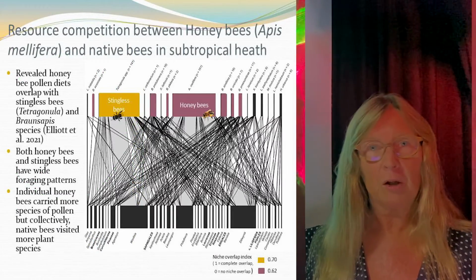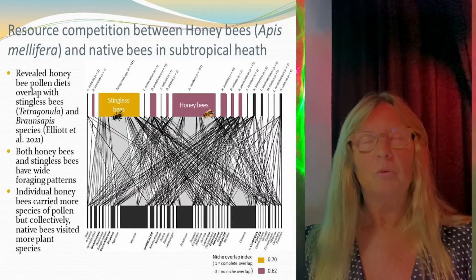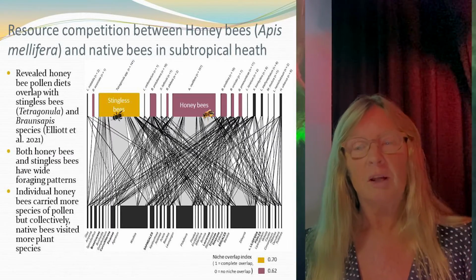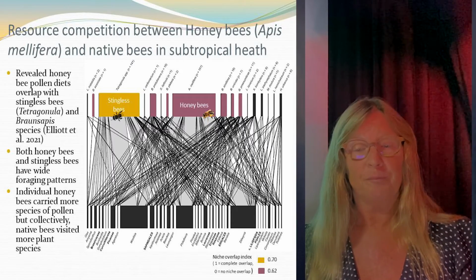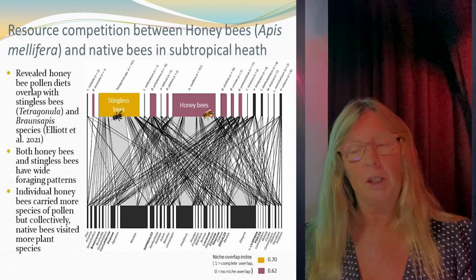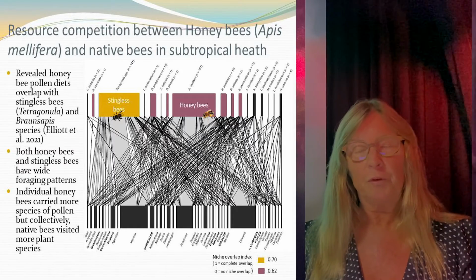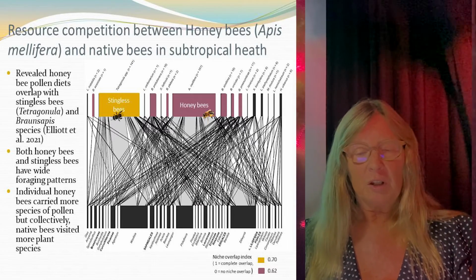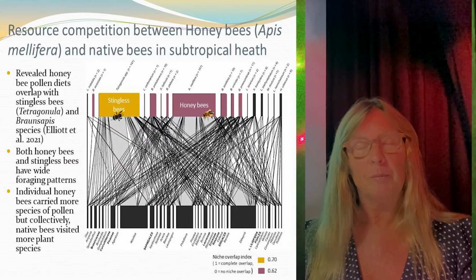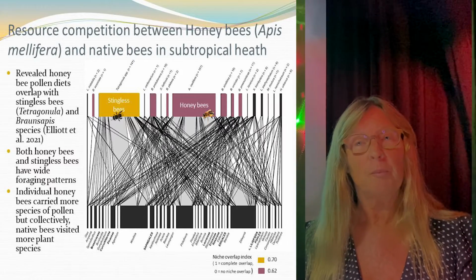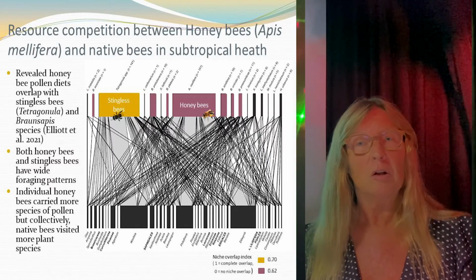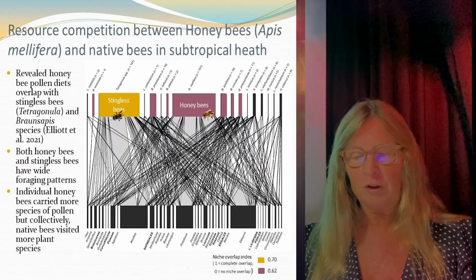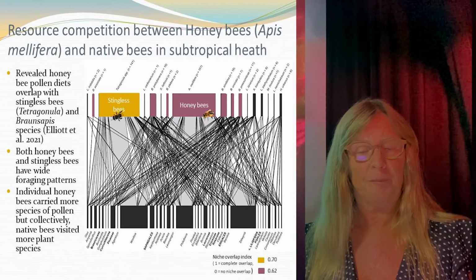We used metabarcoding to investigate the resource competition between the pollen carried by honeybees and native bees in subtropical heathland. And what we've got represented here is a network diagram with the bees on the top and the plant species on the bottom. And we can see that there is quite a wide overlap in the diets of the pollen by the different bee species. So lots of species of plants are used by different types of bees. And you can see the niche overlap index is quite high.